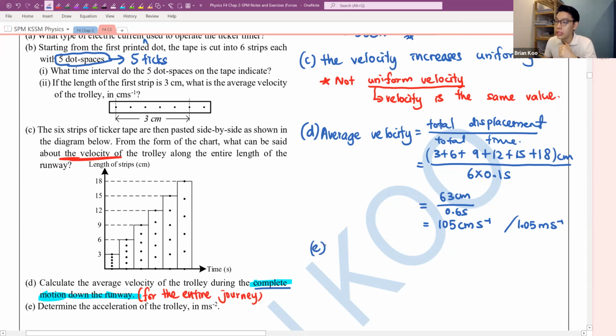How did I get 6 times 0.1? Okay, because the total time is what? The total time is what? All the strips, right, connected together.